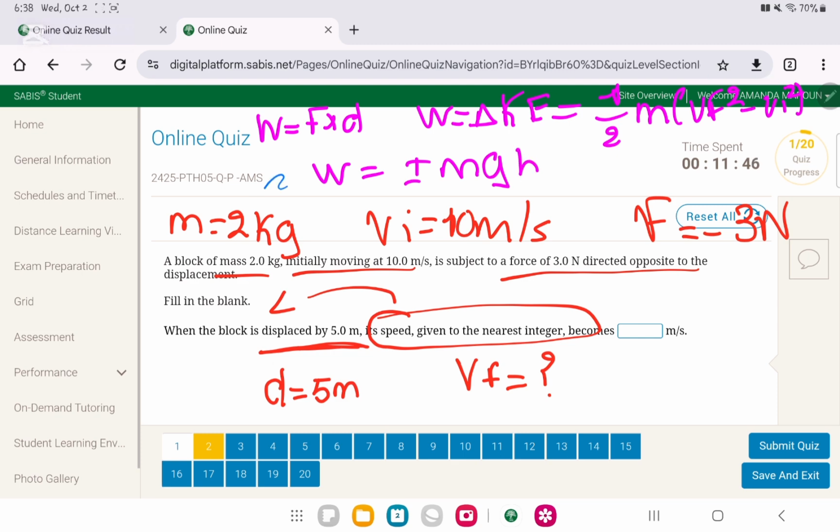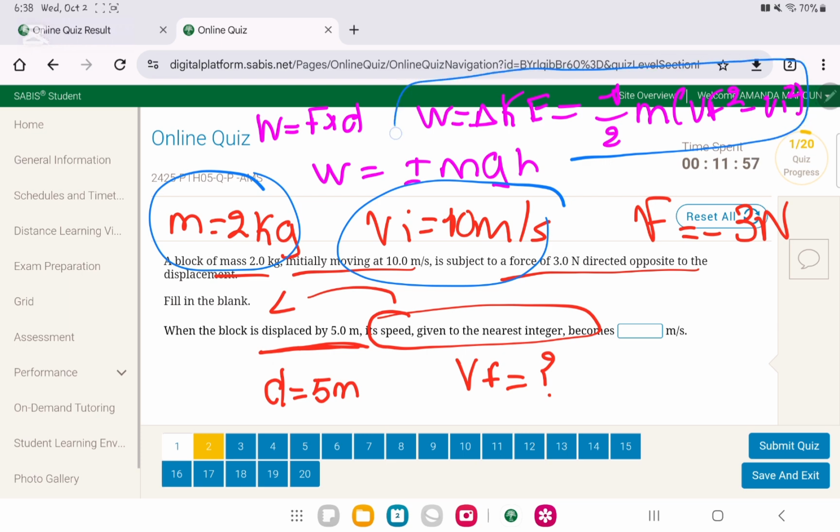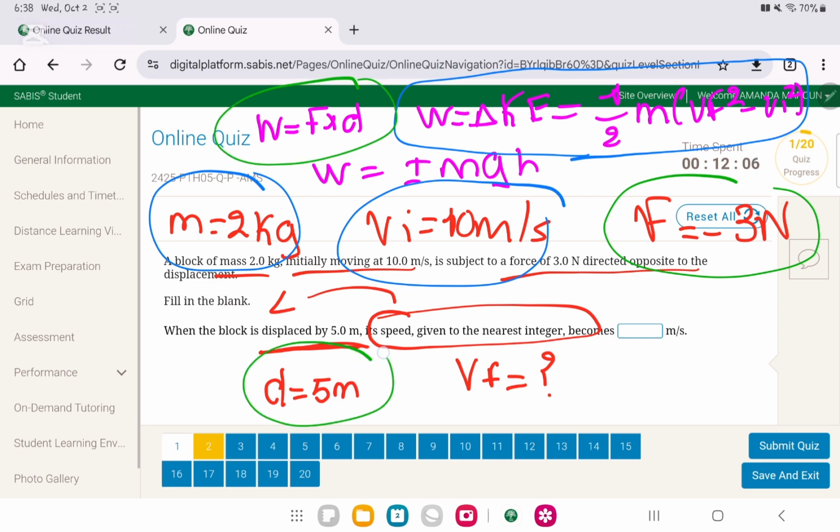Let us see. We have the mass, so we're gonna keep all the equations for now. We have the velocity initial. Which one has the velocity initial? This one has velocity initial, so we're gonna use it at some point. We have a force. Which one has the force? This one has the force. And we have a distance, so this one has the distance. If we're given the force and the distance, we can directly find the work. So the force, which is negative 3 newtons, times the distance, which is 5 meters, we're gonna get negative 15 joules as the work. Okay?